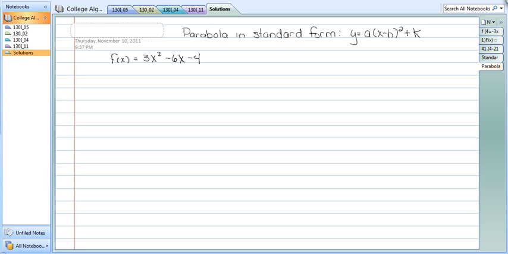In this problem, you're asked to find the vertex by completing the square, and to do that you'll want to put this parabola in standard form. So to do that, I'm going to change f of x to y, and then in my next step I'm going to move the constant over to the other side of the equation by adding 4 to both sides.